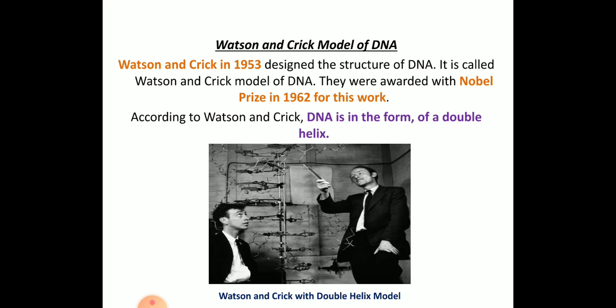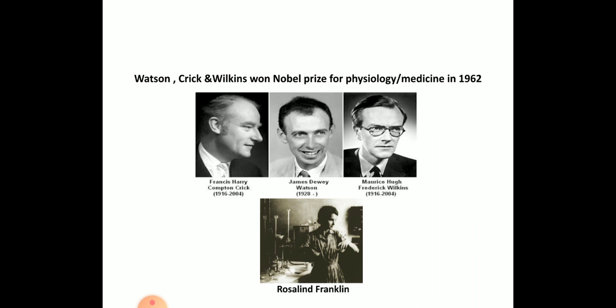Watson and Crick in the year 1953 designed the structure of DNA, which is called the Watson and Crick model, and they also received the Nobel Prize in 1962. According to Watson and Crick, DNA is in the form of a double helix, but this is what we know. There was a lot of work done by Rosalind Franklin, which you can see in the lower part of this picture.